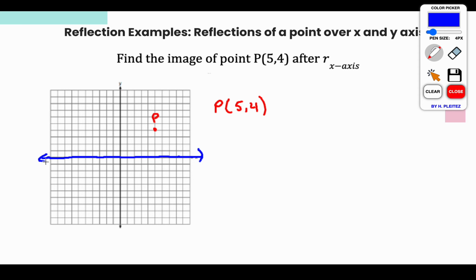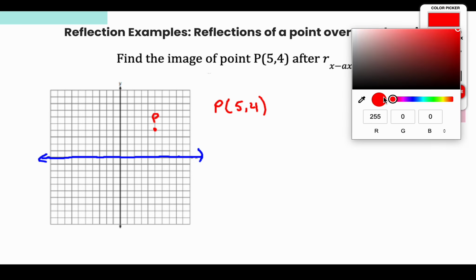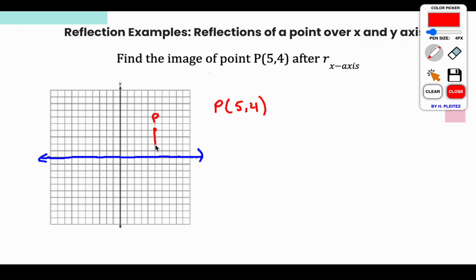Now, if that's our line of reflection, that is our basis of creating our mirror image. So we want to measure the distance from P to our line of reflection. So we have 1, 2, 3, 4 units here. And I know to create a perfect mirror image, I also need to be 4 units on the other side. So starting here, we'll go 1, 2, 3, 4. So my point P prime is going to be right here. That is going to give me coordinates of 5, -4. So we have P, 5, 4, and then when we do that reflection over the x-axis, we get coordinates of P prime to be 5, -4.